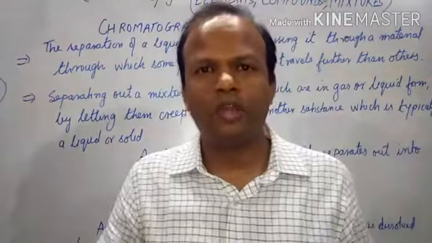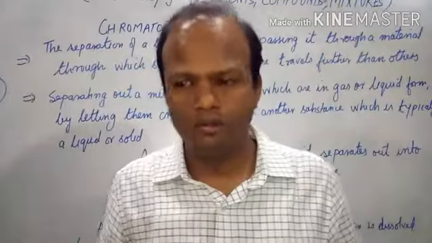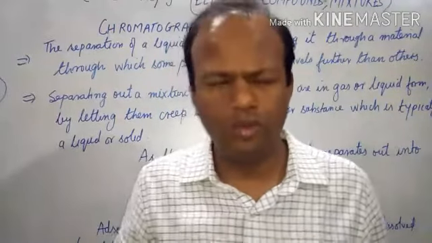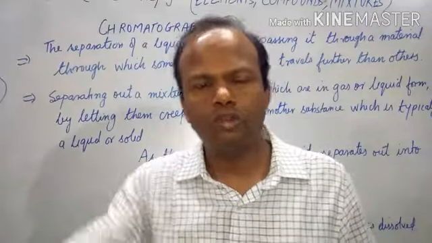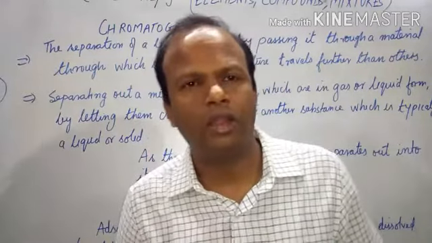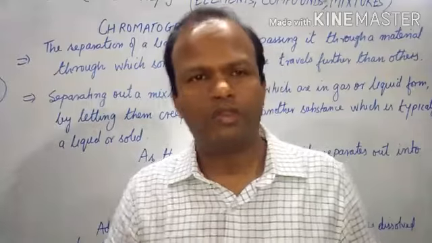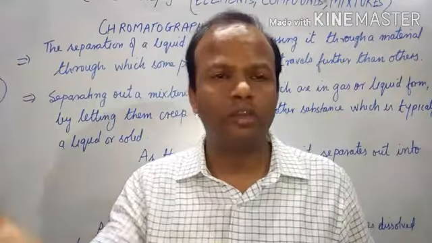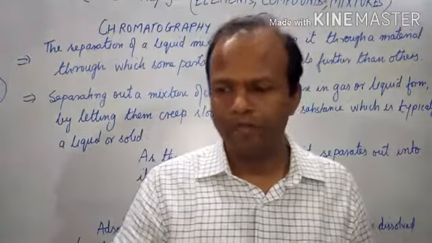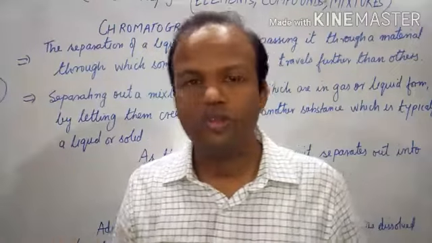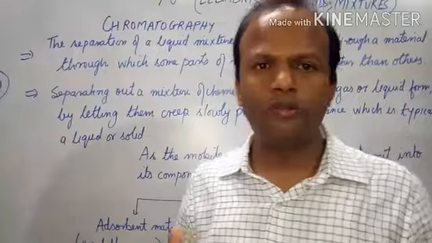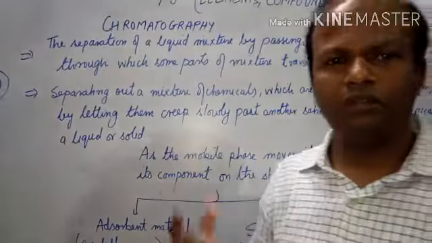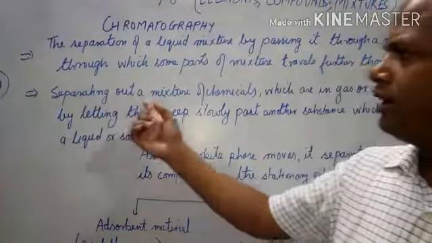For example, paper chromatography. We have 4 types of chromatography given to you, and it's a very vast topic. So many types of chromatography are there, depending on the chemicals to be separated, or depending on the mixture to be separated. Now when we use filter paper as the adsorbent, that is paper chromatography. In this way, we will study separating out a mixture.